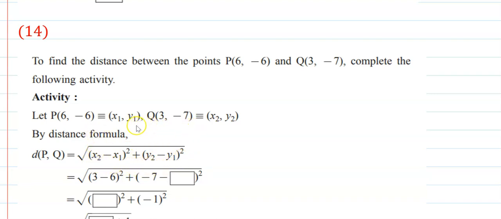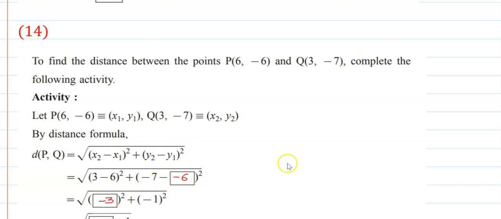x2 is 3 and x1 is 6, so (3 - 6) bracket square. y2 is -7 and y1 is -6, therefore here we will write minus -6. Okay, 3 minus 6, then you will get -3, square, and -7 with this minus and minus will become plus.